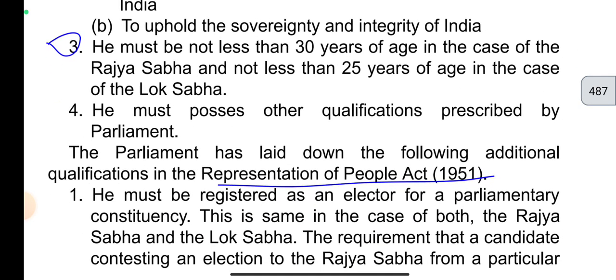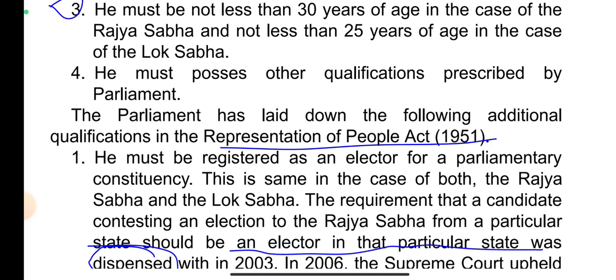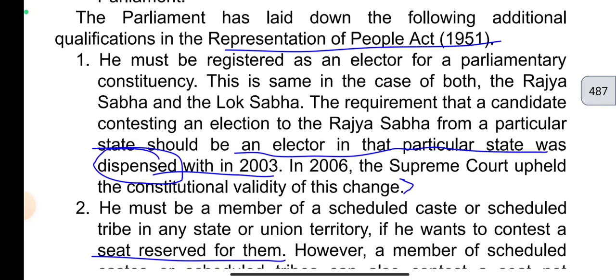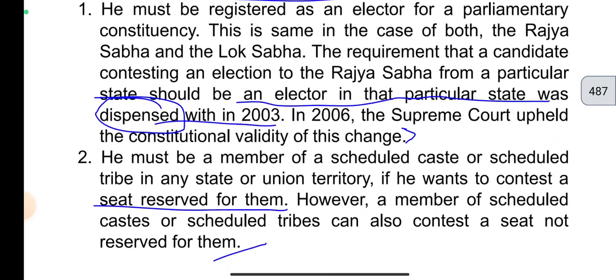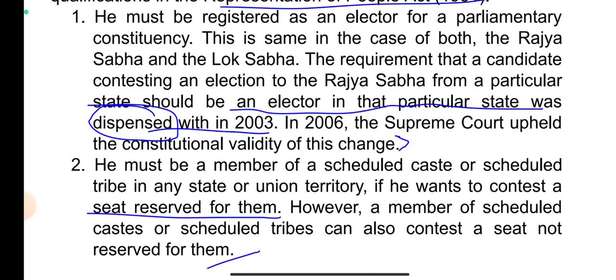He must be not less than 30 years of age in the case of the Rajya Sabha and not less than 25 years of age in the case of Lok Sabha. He must possess other qualifications prescribed by Parliament. Parliament has laid down the following additional qualifications in the Representation of People Act 1951. He must be registered as an elector for a parliamentary constituency. This is the same in the case of both the Rajya Sabha and Lok Sabha.